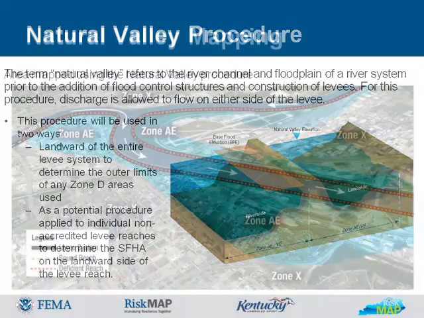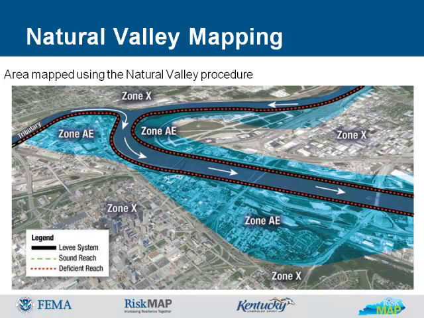In some cases, the natural valley procedure may only be used to understand the maximum extents of the Zone D areas. However, if the natural valley procedure is selected to actually map the special flood hazard areas, the flood elevation determined by the natural valley procedure will be mapped on the landward side of the levee system to describe the anticipated extent of flooding during the 1% annual chance flood event. When the natural valley procedure is selected, the flood hazard area will usually be designated as Zone A or AE.